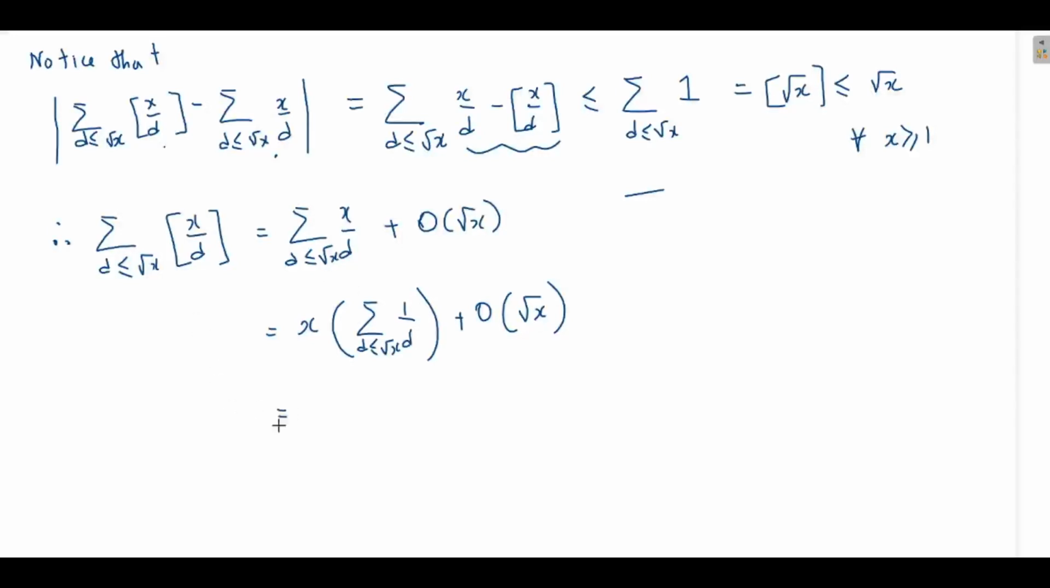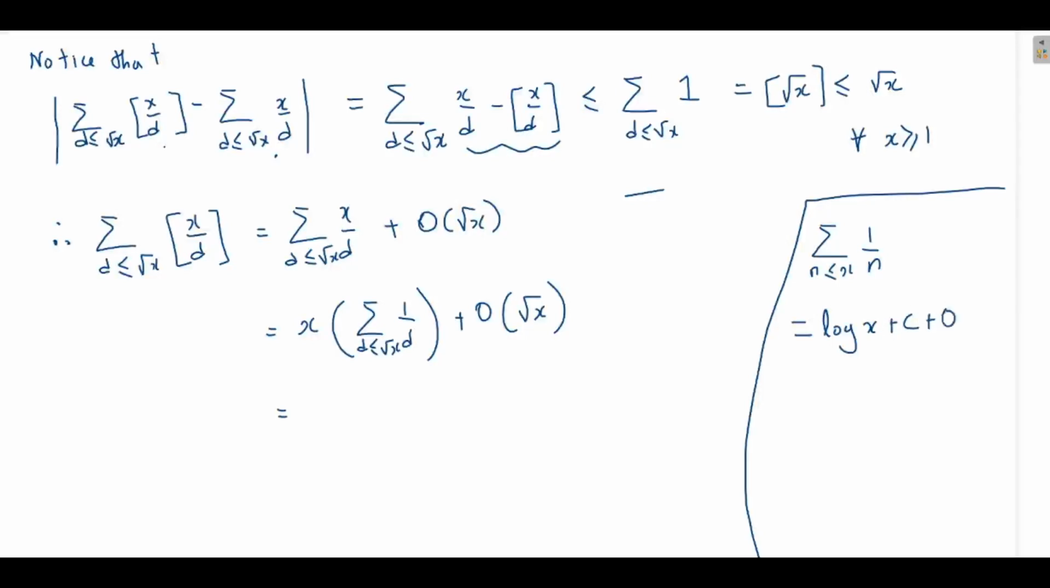Now let us use a result which we had proved in the last session. We had shown that the summation over n less than or equal to x of 1 by n is equal to log of x plus c plus big O of 1 by x. This is what we proved. Okay, now instead of x we have square root of x, so this will become x times log of square root of x plus c plus big O of 1 by square root of x, plus big O of square root of x.